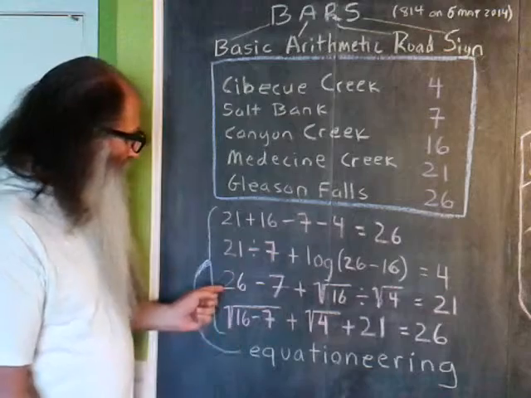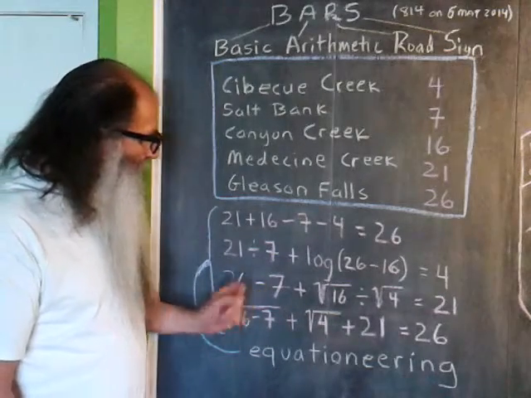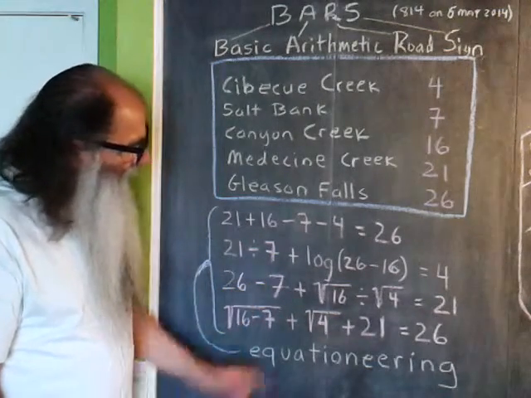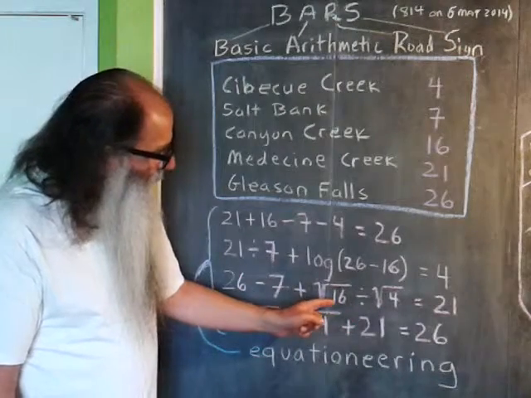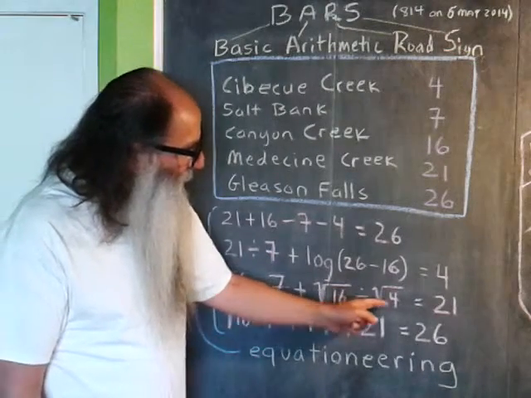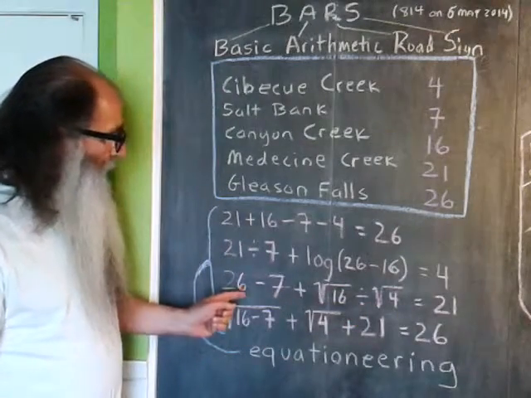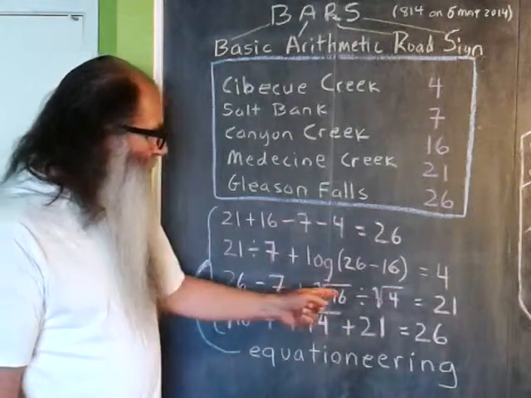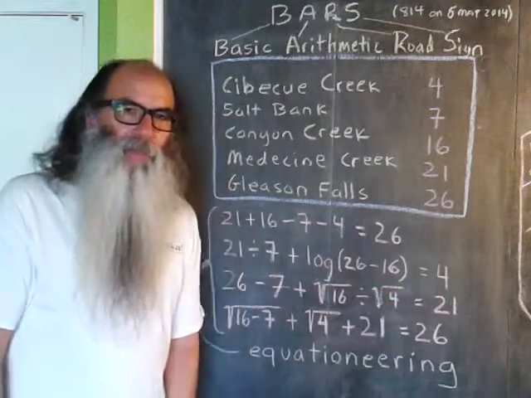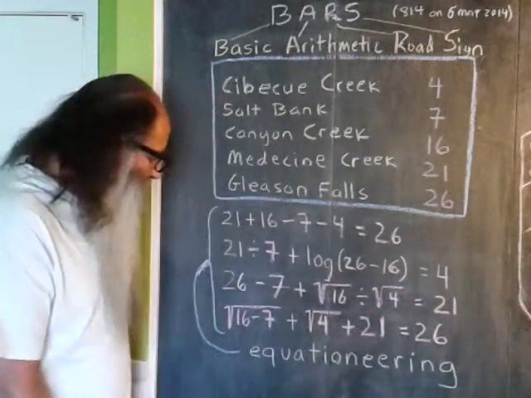Another equation: 26 subtract 7 is 19. Over here, the square root of 16 is 4 divided by the square root of 4, which is 2, so we get 4 divided by 2, which is 2. 19 plus 2 is 21, so there's an equation.